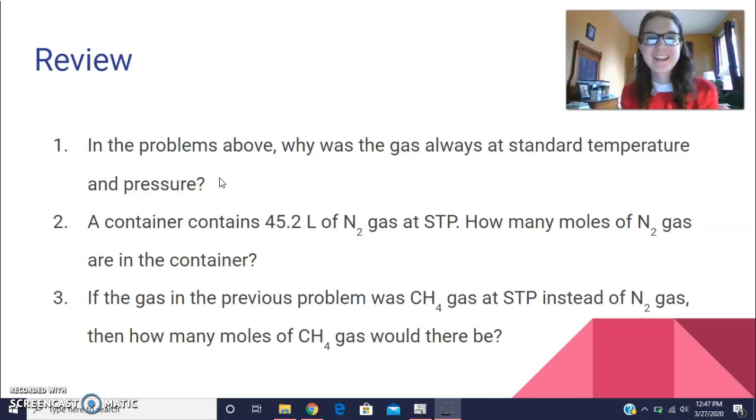Number 2, a container contains 45.2 liters of N2 gas at STP. How many moles of N2 gas are in the container? Okay, so here in this problem, we are going from liters to moles. So that's going to be using one conversion factor. Hopefully you know what conversion factor that would be. And for the third review question, if the gas in the previous problem was CH4 instead of N2, then how many moles of CH4 gas would there be? Going from volume to moles, did we use molar mass? So would that change your answer at all? Something to think about.